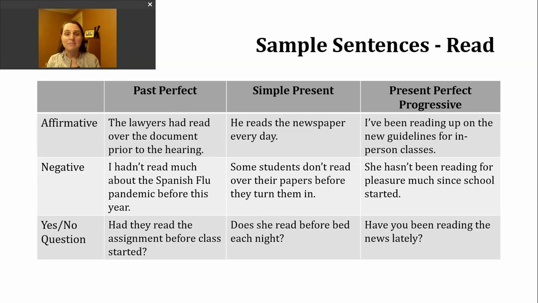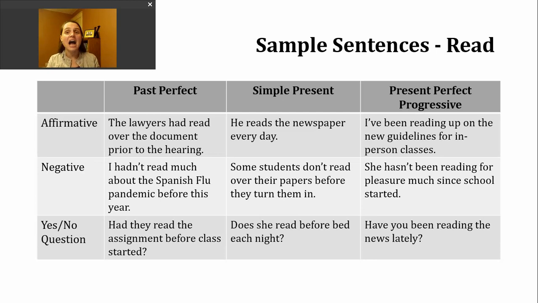So this is a great example of a habit or a routine. And the key thing to remember in the simple present is that if our subject is he, she, or it, the verb is generally going to have an S or an ES with certain spelling combinations at the end of it.